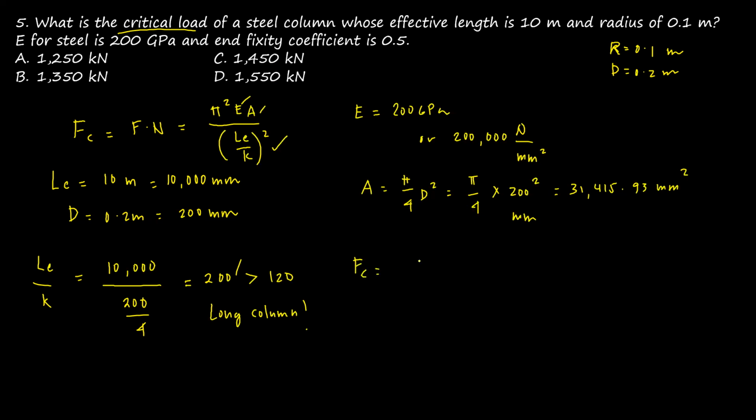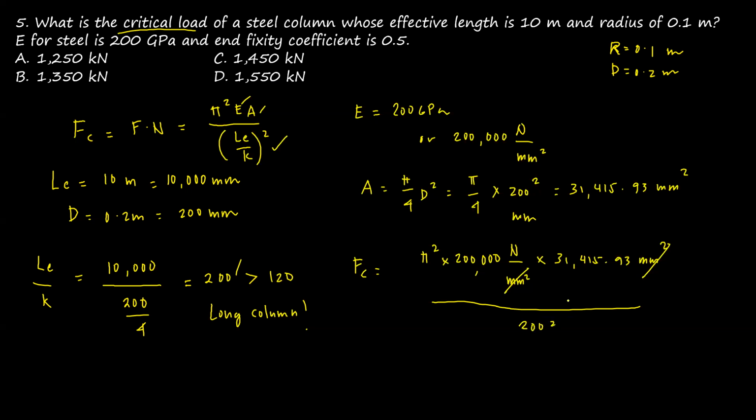So isa-isa natin. So the critical force will become pi squared times 200,000 Newton per mm squared times this area which is 31,415.93 mm squared. So mm squared is cancelled. So the answer is already in newtons divided by 200 squared, which is your slenderness ratio and which is a unitless term. So the FC is equivalent to pi squared times 200,000 times 31,415.93 divided by 200 squared.